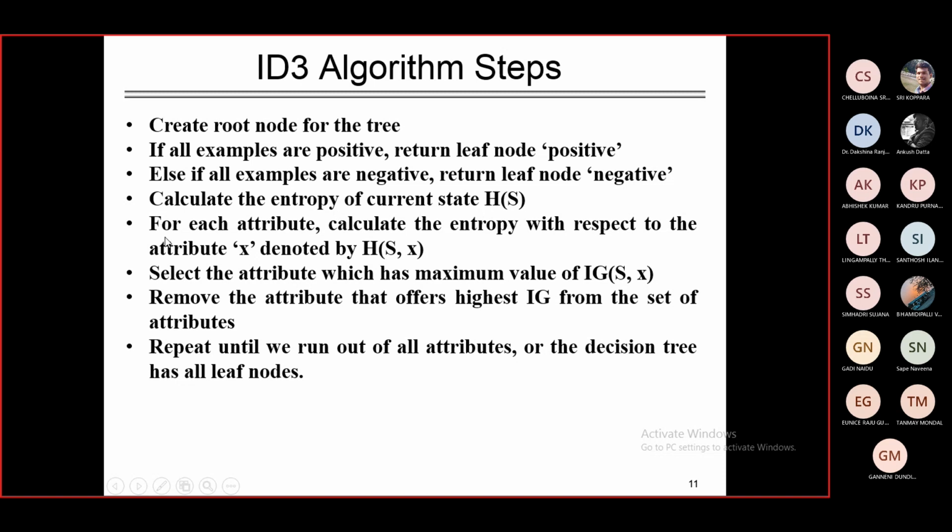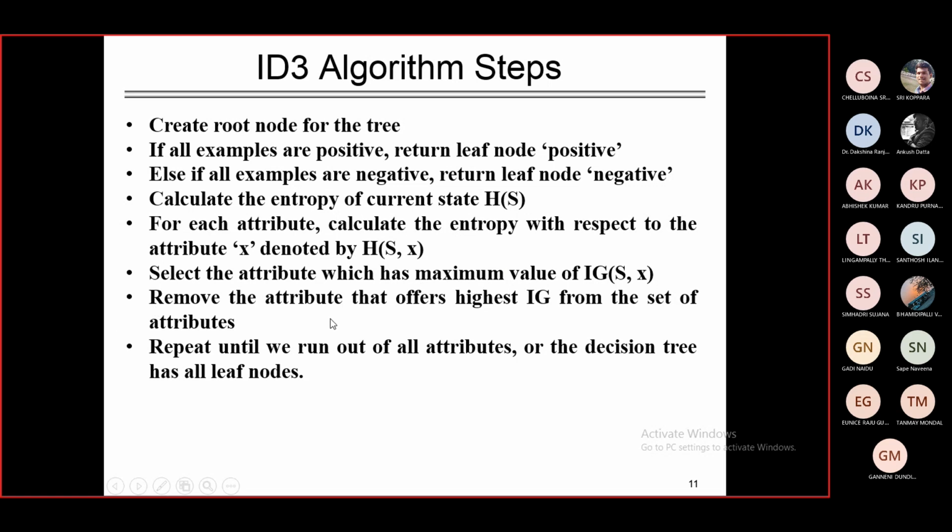Okay, and in the next step, for each attribute, we will calculate the entropy with respect to attribute x, denoted by H(S, Sx). Then we select the attribute which has the maximum value of information gain. As I said, based on the information gain of the attribute values, the attribute which has the maximum value will become the root node of the constructed decision tree.